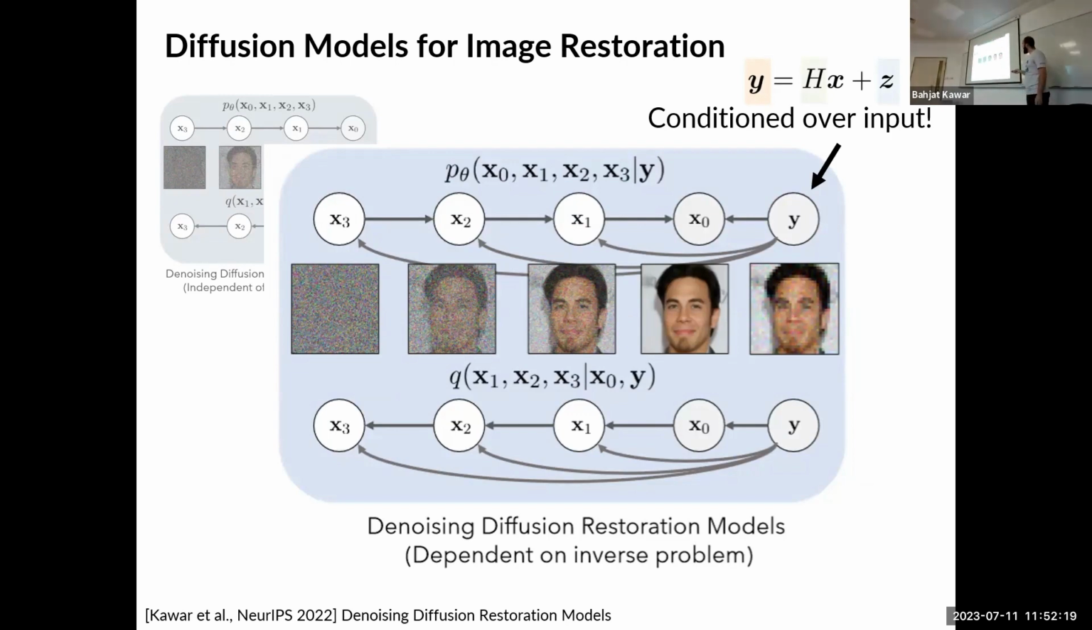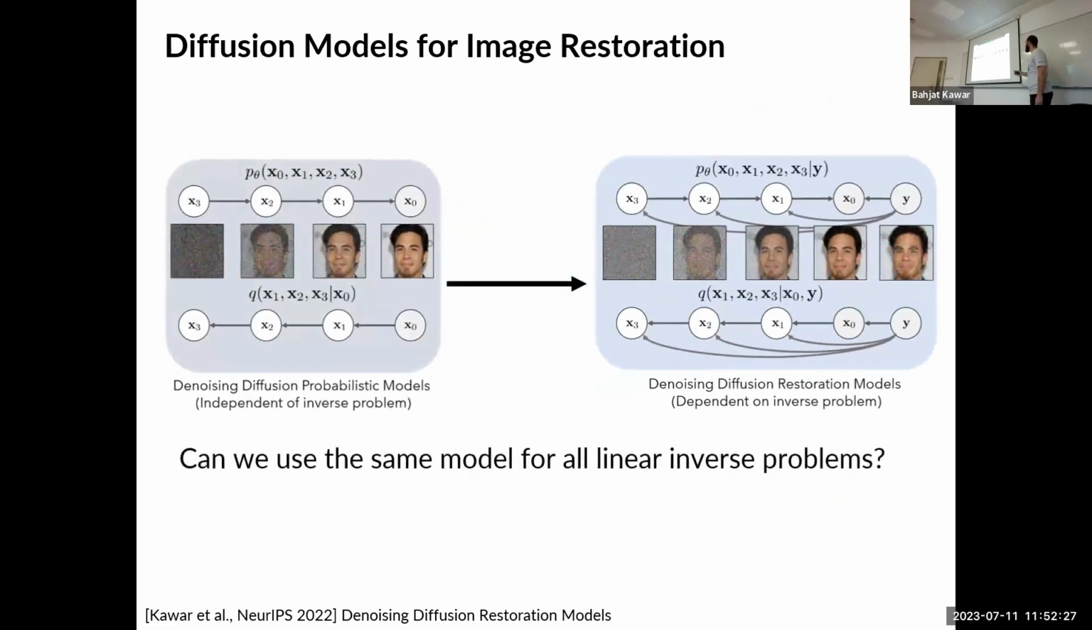The problem here is that I mentioned that we want to use the same model to solve all these different problems. How can we do that? We can use the same diffusion model to solve all inverse problems, but our formulation has to depend on y and on H. And if we're not going to do that, what's the alternative? Let's start with the alternative. How would you solve this diffusion restoration model? How would you optimize it?